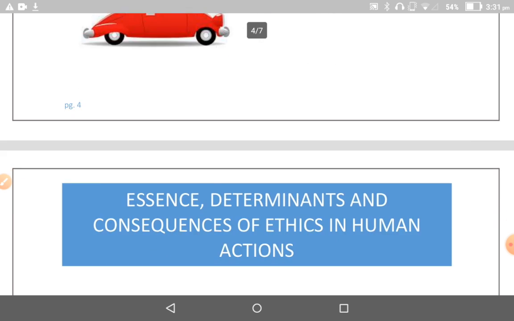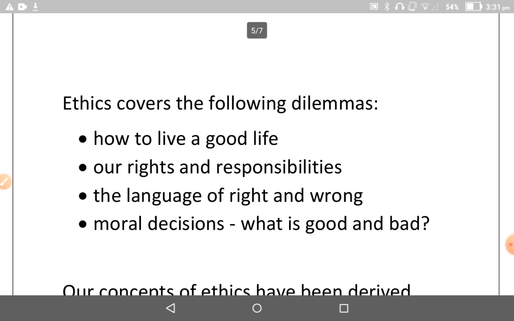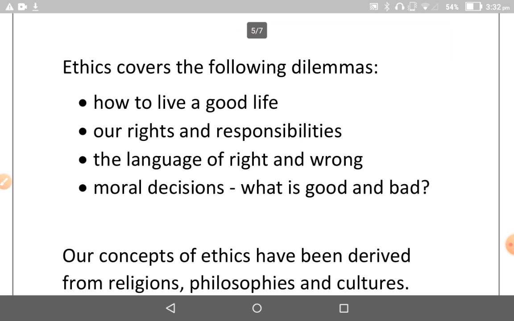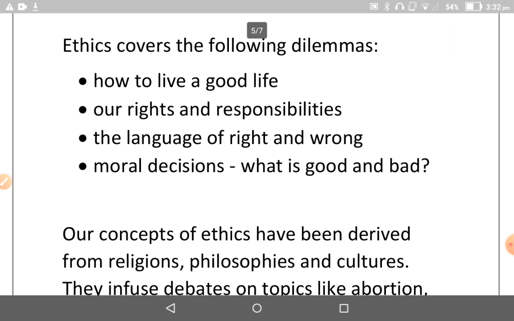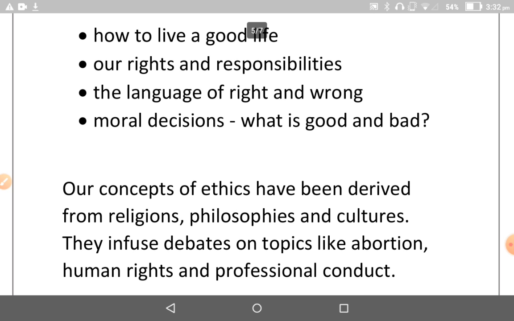So thus ethics overall helps us in covering the following dilemmas. Dilemmas means confusions. So ethics are the guidelines that help us in how to live a good life, right? Then determining our rights and responsibilities, right? Then to select which languages are right or which languages are wrong, right? Then moral decisions, what is good and what is bad. So all these things that we say about ethics can be influenced, or ethics is influenced, by our religion, our philosophies, our cultures, right?